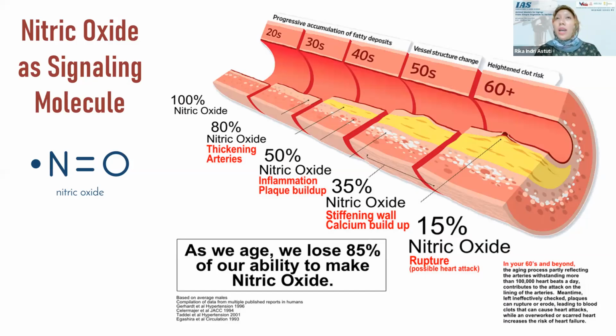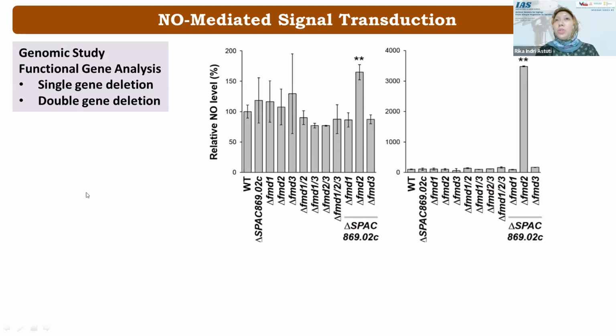So we would like to understand what this molecule does in the cells, because this is a very bizarre molecule. This is a radical molecule because there is an extra electron that is unpaired. So it belongs to the radical molecules, but it is a very important molecule. So we use Schizosaccharomyces pombe to elucidate the function of nitric oxide in terms of cell survival and aging. We used a genomic study, functional gene analysis throughout the genome of Schizosaccharomyces pombe, and after long searching, we found two genes actually involved in the modulation of nitric oxide.